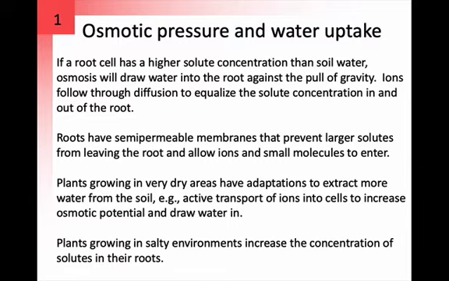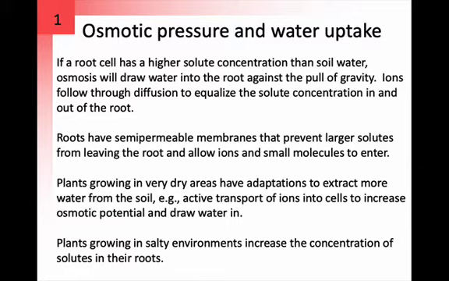As water moves into the root from the surrounding soil, it then dilutes the solutes in the root. And that then sets up a concentration gradient between the ions inside, which are now diluted, and the ions outside in the soil, which are more concentrated. And the ions in the soil will passively move into the root to equalize the osmotic gradient. Now, roots tend to have semi-permeable membranes that prevent large molecules from leaving, like glucose, which is required for metabolism.